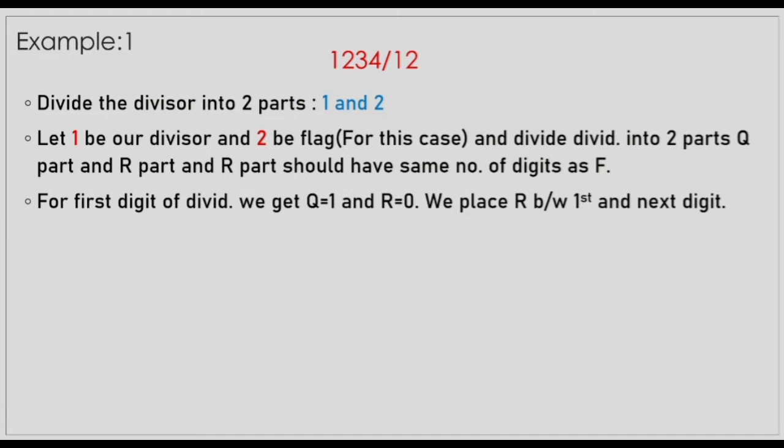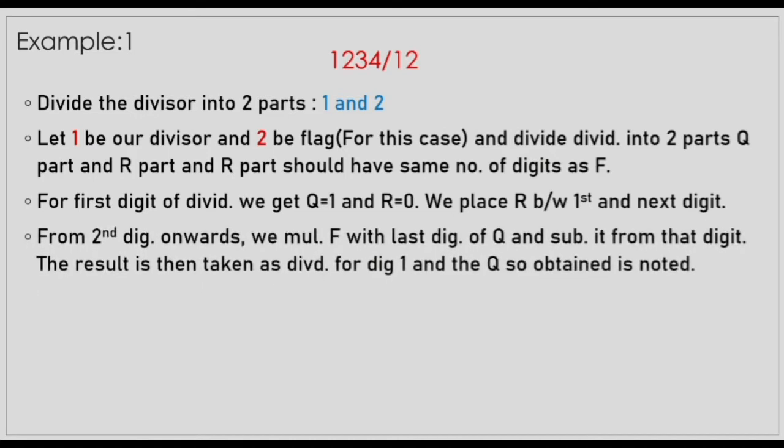For the first digit of the dividend, we get quotient as 1 and remainder as 0. We place the remainder, that's 0, between the first and the second digit in the next line. From the second digit onwards, we multiply the flag with the last digit of the quotient, that's Q dash, and subtract it from that respective digit which is obtained from the dividend. The result is then taken as the dividend for the simple division calculation using our temporary divisor 1, and the quotient so obtained is noted in Q dash.